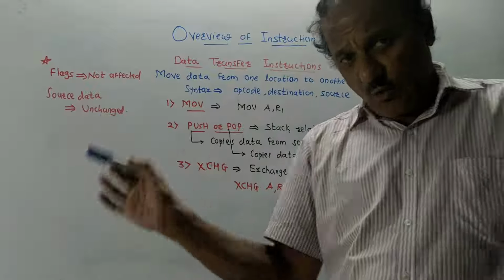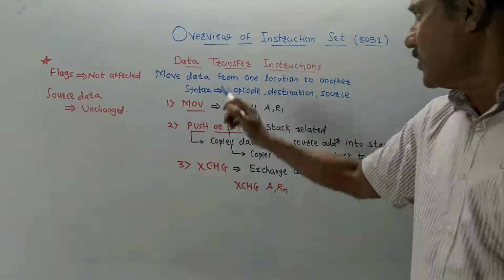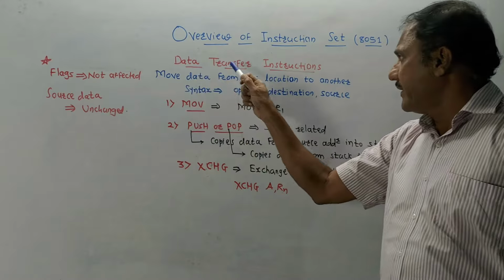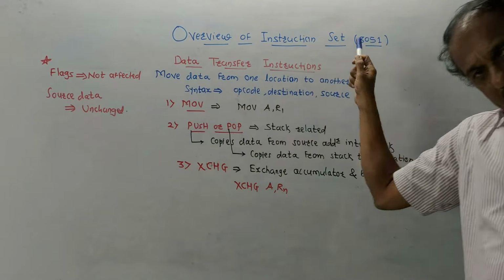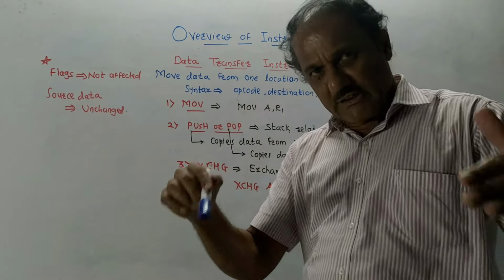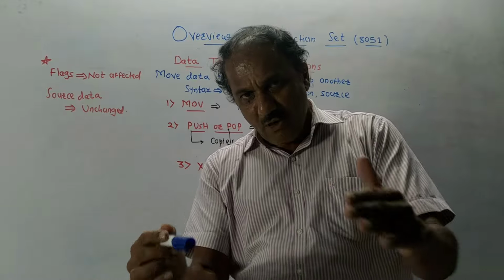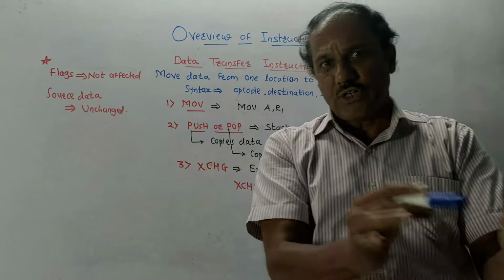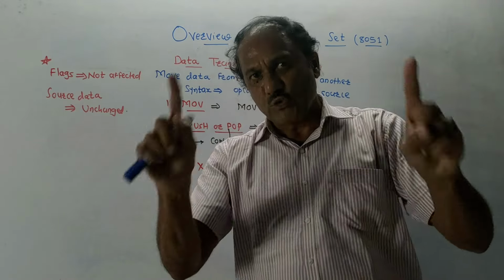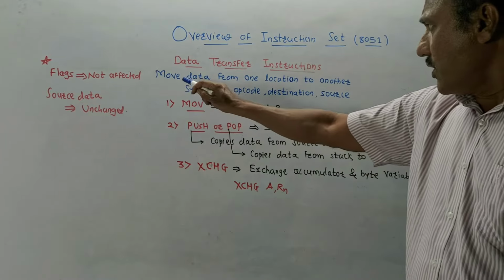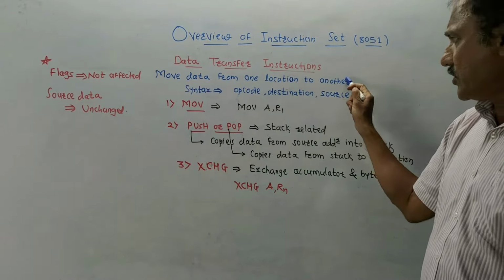So this is just an overview of instruction set. So first type of instructions are data transfer instructions. As the name indicates, these instructions are used to transfer the data from one location to another location. That means from source to the destination. So I have written move data from one location to another.